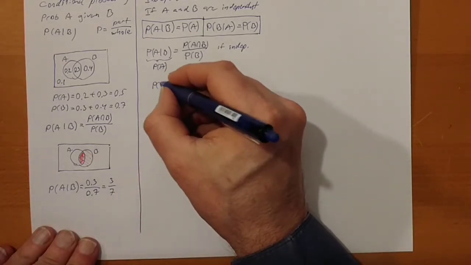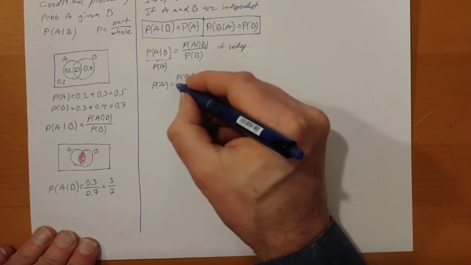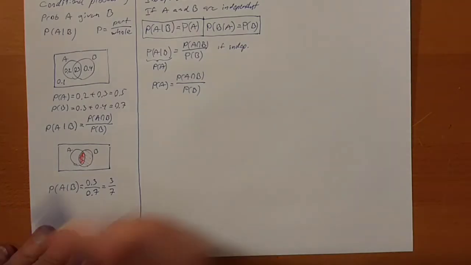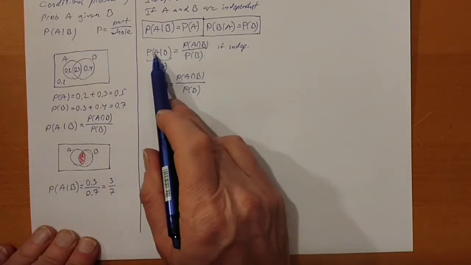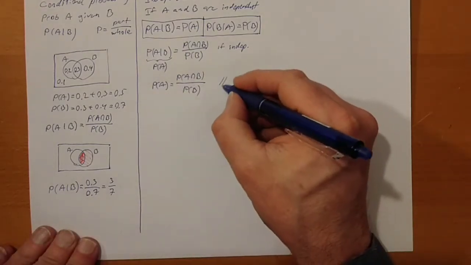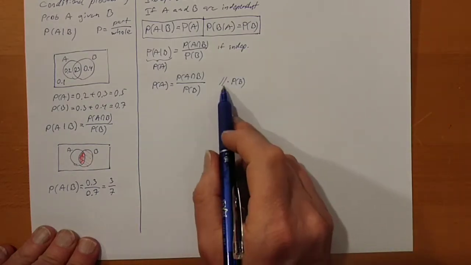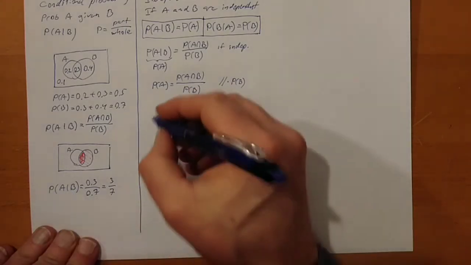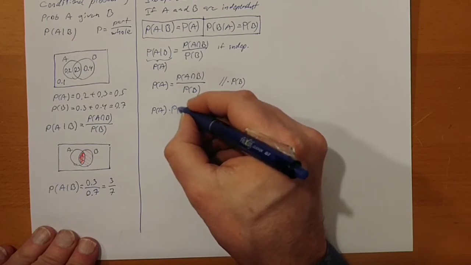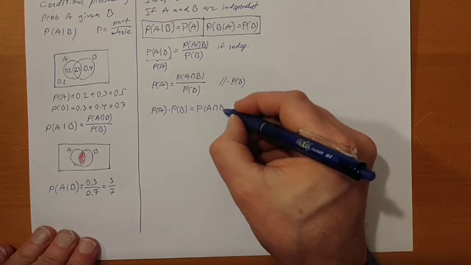So in other words, we can say that the probability for A to happen equals the probability for A to happen and B to happen divided by the probability for B to happen. Just replace this. Since they are independent, the probability for A to happen shouldn't depend on the probability for B. On this formula, we can now multiply both sides by the probability for B. So we get this formula: the probability for A to happen times the probability for B to happen equals the probability for A intersection B to happen.